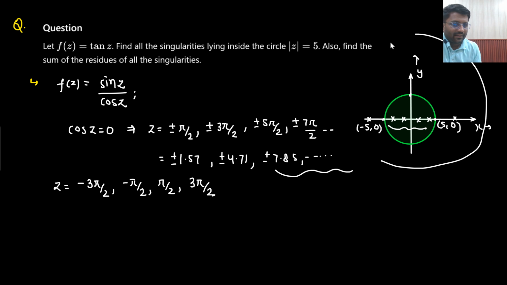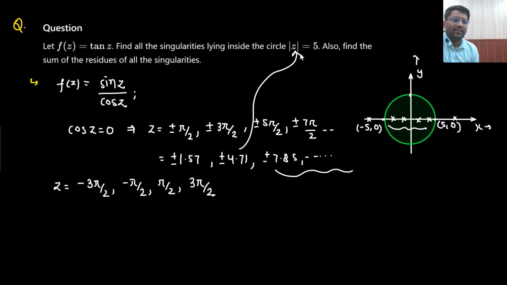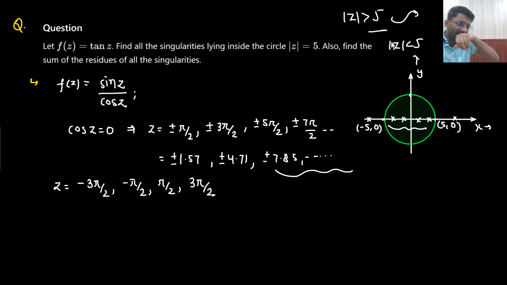Was this diagram required? No, sir, this diagram was not required. I could have simply put these points here. And then I would know that if mod of z is greater than 5, it is outside. If mod of z is less than 5, it is inside. Basically, what is the mod here? 1.57. What is the value of z? Pi by 2 you put here. So is pi by 2 greater than 5? No, it is less than 5. That means it is lying inside. 3 pi by 2 less than 5, lying inside. 5 pi by 2 greater than 5, lying outside.